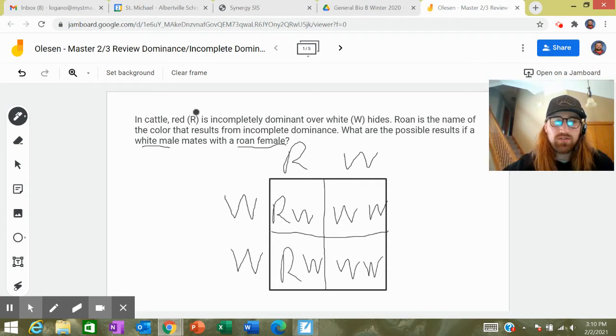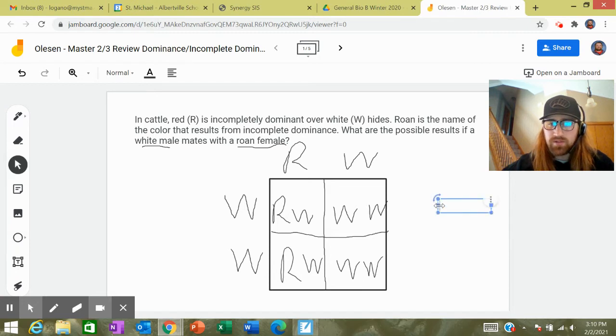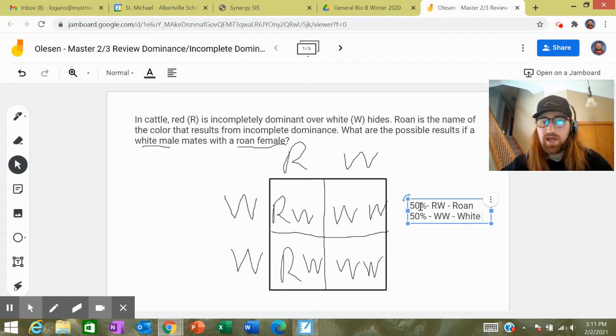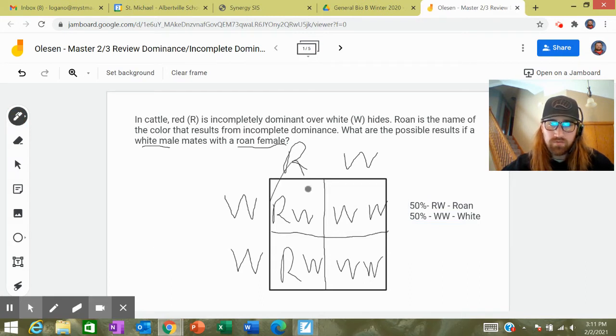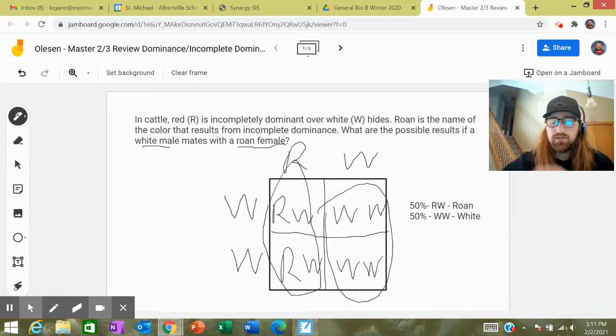So it says, what are the possible results if a white male mates with a roan female? What we can put in here, I'll make this a little bit larger for you. We have 50% going to be RW, which also gives us roan as the phenotype. We also have 50% that gives us WW, which gives us white as the phenotype. And that is the offspring possibilities. So RW fills up 2 out of the 4 boxes, and our WW fills the other 2 out of the 4 boxes. Pretty simple here. This is incomplete dominance. There is a mix.